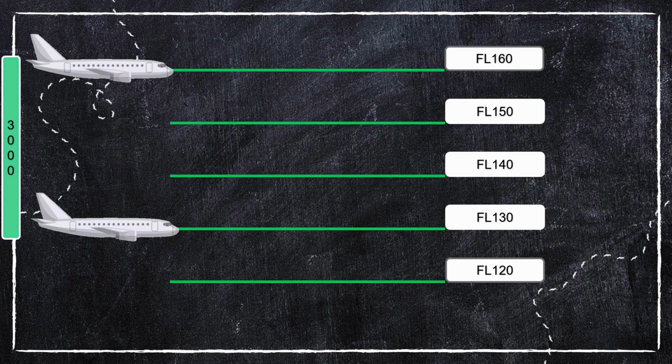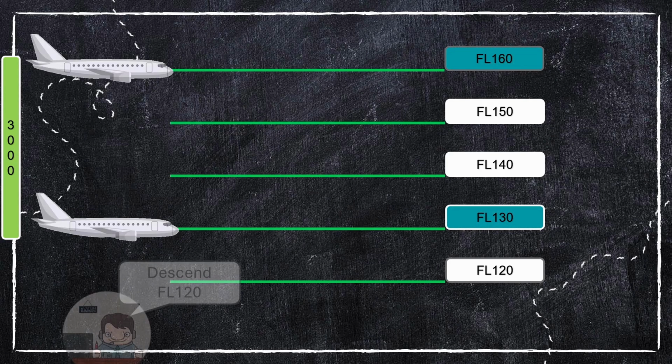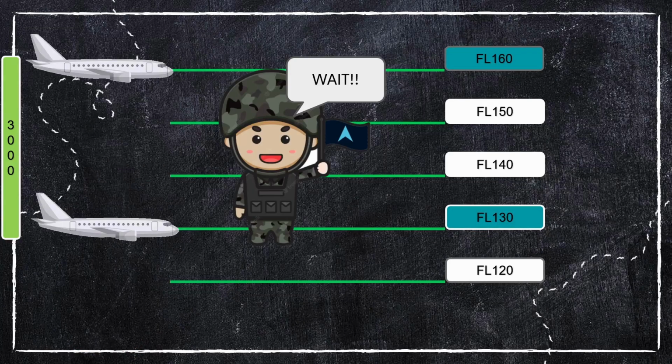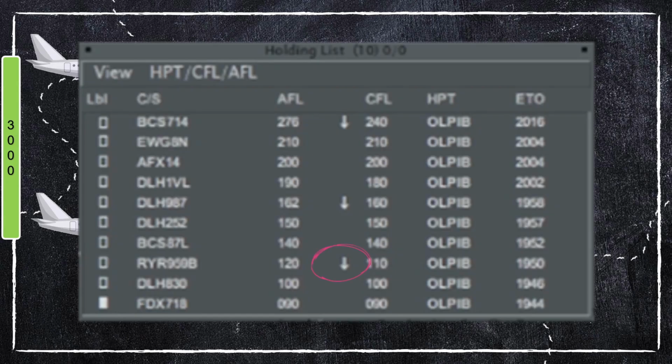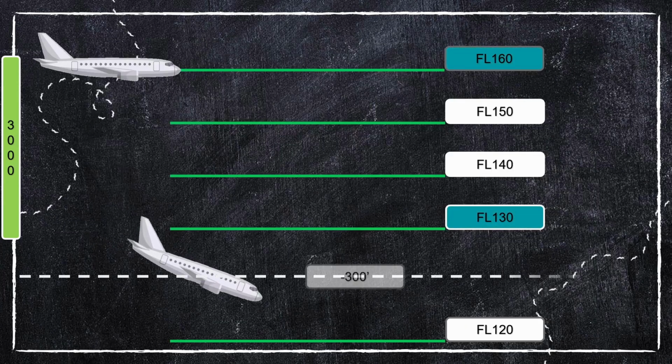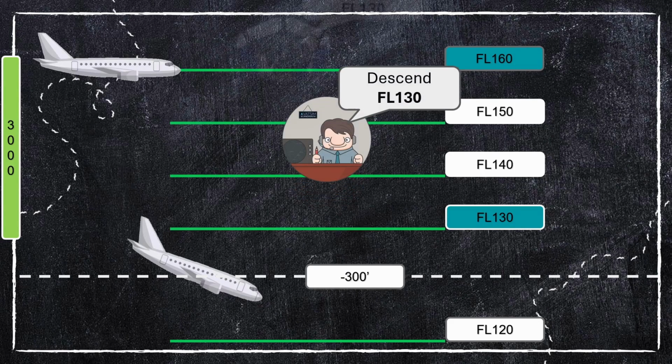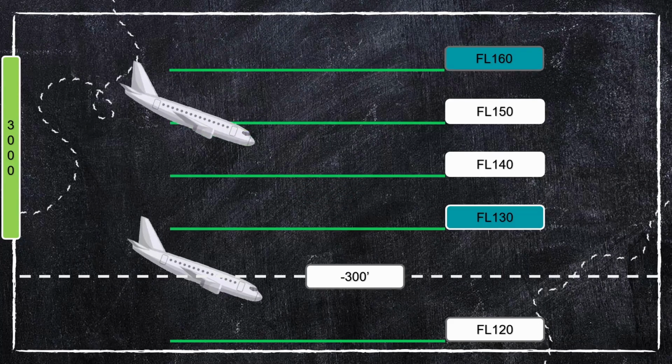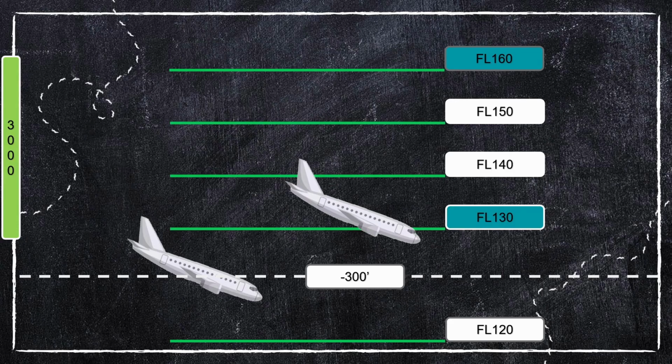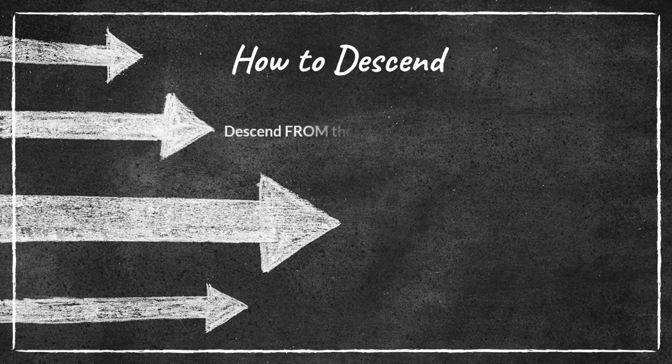If you have that though, like here, flight level 160 and flight level 130, then I descend this guy to flight level 120, and then you wait until you have the downward arrow and 300 feet of margin, because that's signifying that he is in fact descending. And then this guy can be descended to flight level 130. That'll keep you safe 99% of the time. And by the way, the 300 feet is also the margin in the holding graphic for when it turns red or it turns green.